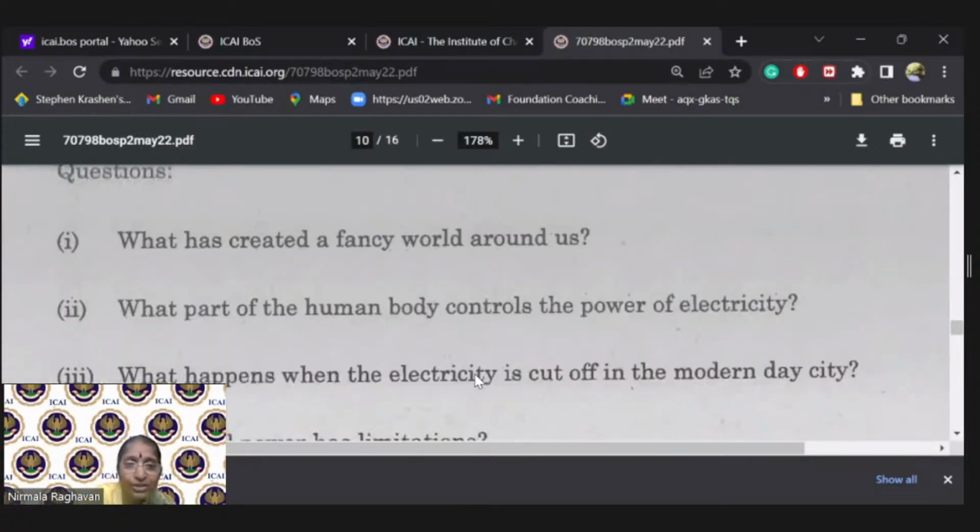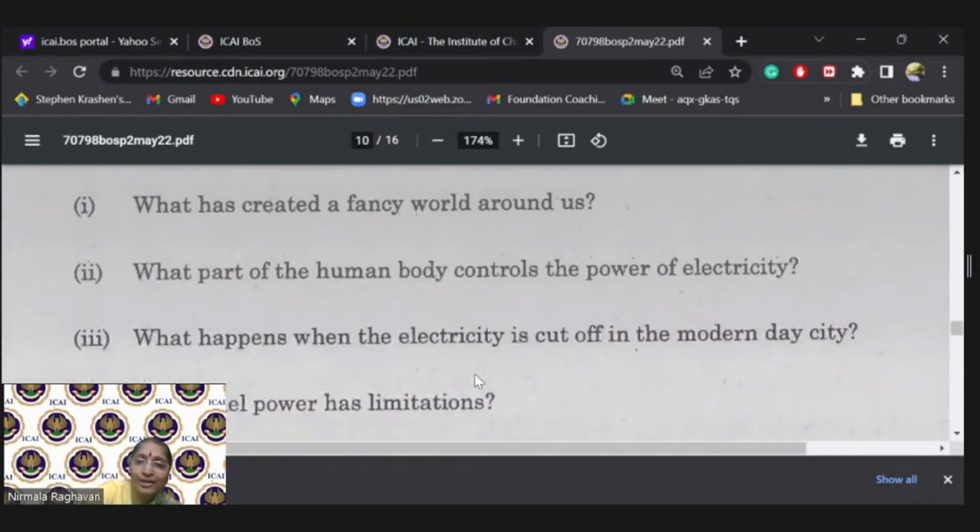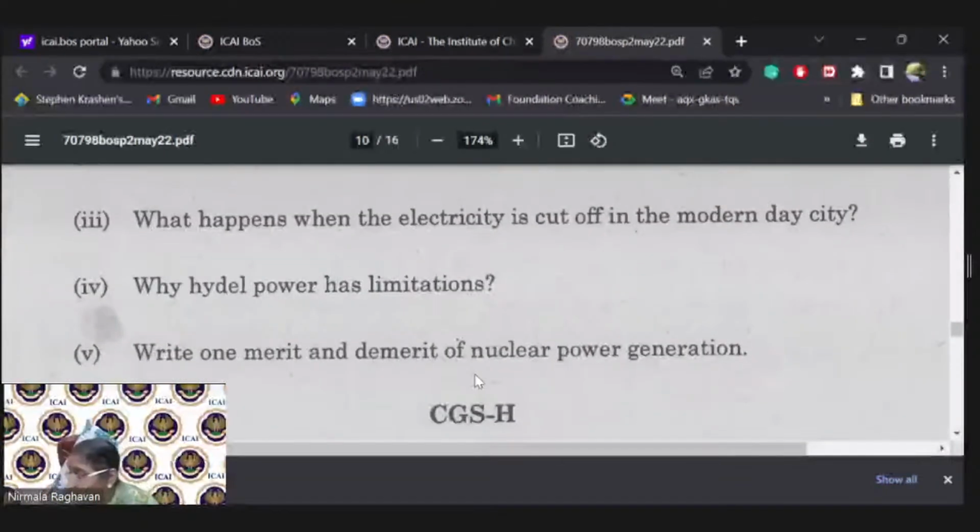Now let's look at the question. What has created a fancy world around us? Electricity. Its uses, the way we use it and the way it can be used is just unimaginable. What part of the human body controls the power of electricity? The brain. Oh no, the finger. What happens when the electricity is cut off in the modern day? Everything comes to a standstill. Why does hydropower have limitations? Because we cannot create new rivers. We have to use only the existing rivers, and therefore it has its limitations.